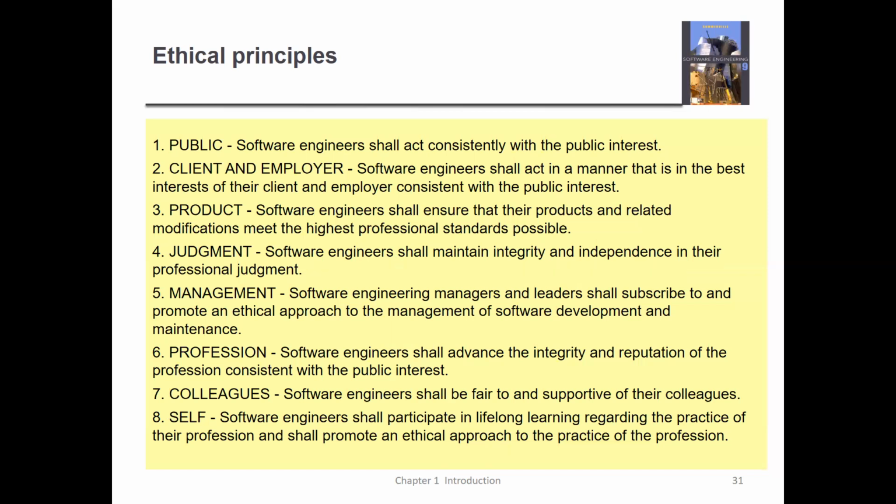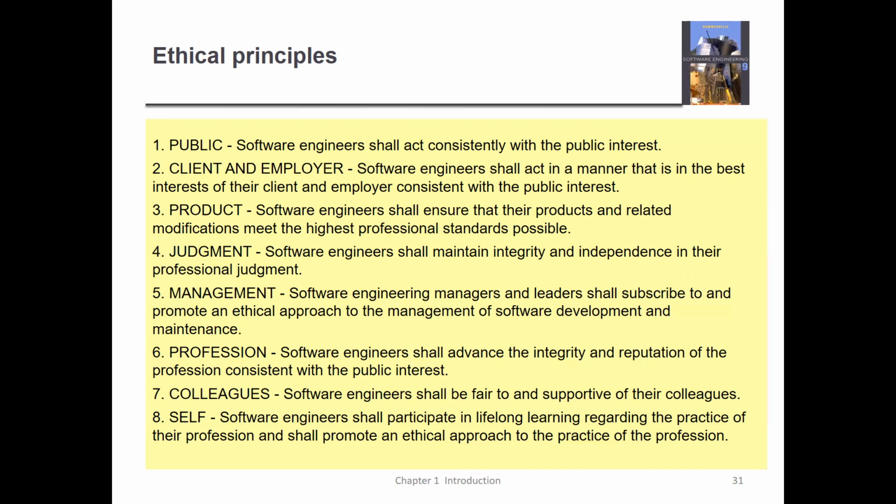The fourth one is judgment. Software engineers shall maintain integrity and independence in their professional judgment. Then we have management: software engineering managers and leaders shall subscribe to and promote an ethical approach to the management of software development and maintenance. When it comes to profession, software engineers shall advance the integrity and reputation of the profession consistent with the public interest.